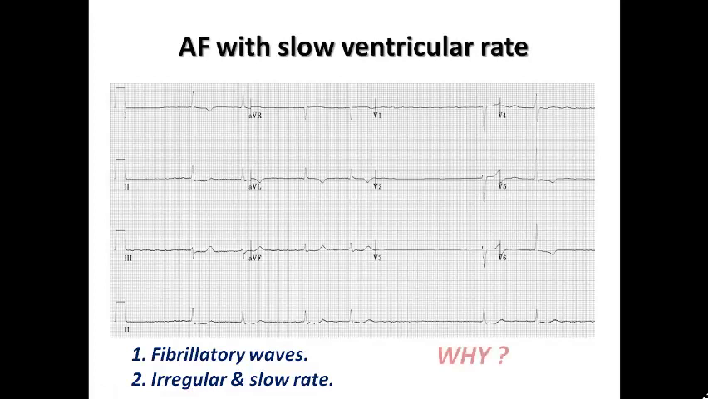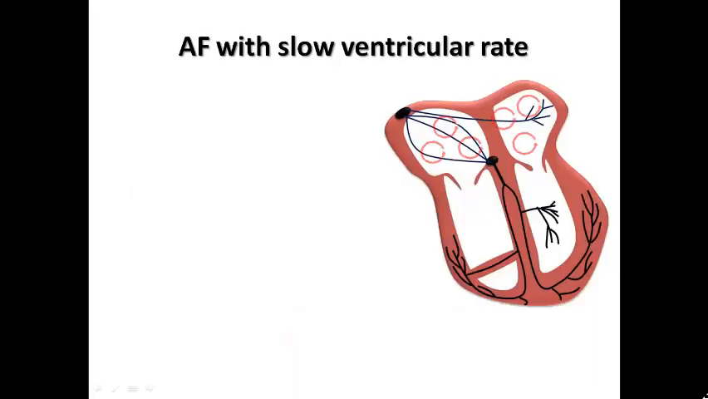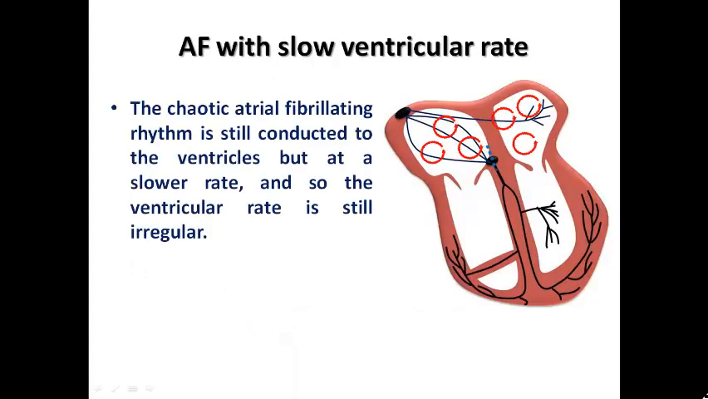So why is the AF with slow ventricular rate irregular? Here the AV node is slowed down but it is not blocked. So here this chaotic atrial fibrillatory rhythm is still conducted to the ventricle but at a slower rate, and so the ventricular rate is still irregular despite being bradycardic. So if the heart rate is still irregular, it is called AF with slow ventricular rate.